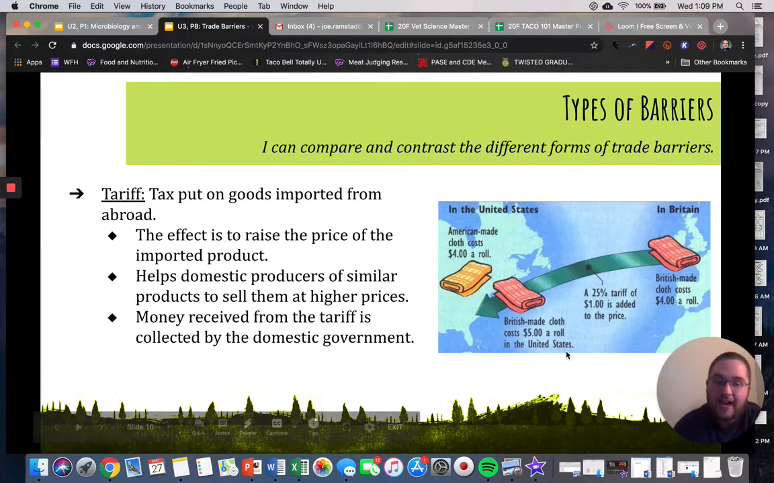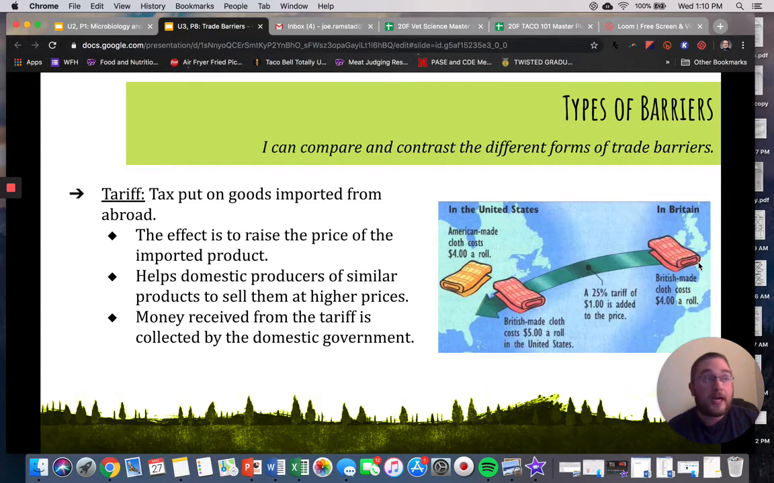So I found a nice little diagram on the internet that explains this pretty well. Let's say in Britain, we have cloth that is produced at $4 a roll. So in Britain, I could go into a market and purchase a roll of cloth for $4. Now, if that was shipped over to the US, this thing called a tariff adds 25% or $1 in this case to the price. So in the US, I could go into Walmart or whatever store I choose and purchase that same British-made cloth for $5. So we're paying more simply because we're importing it from a different country.